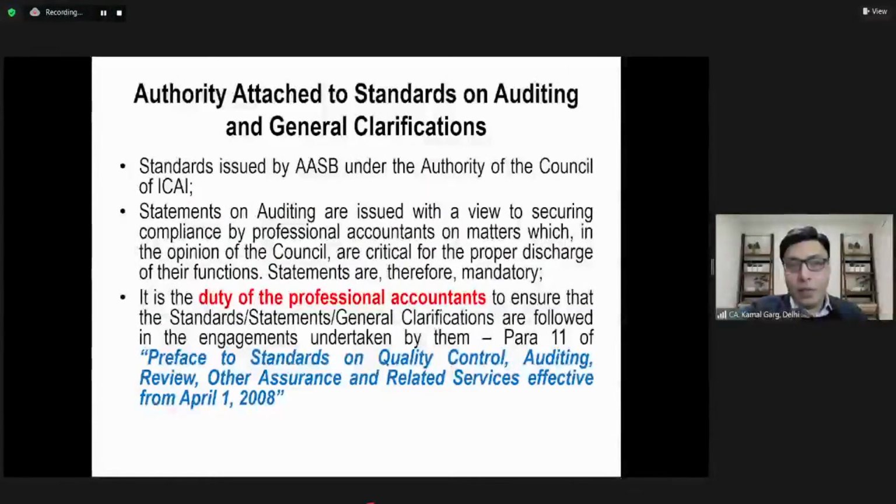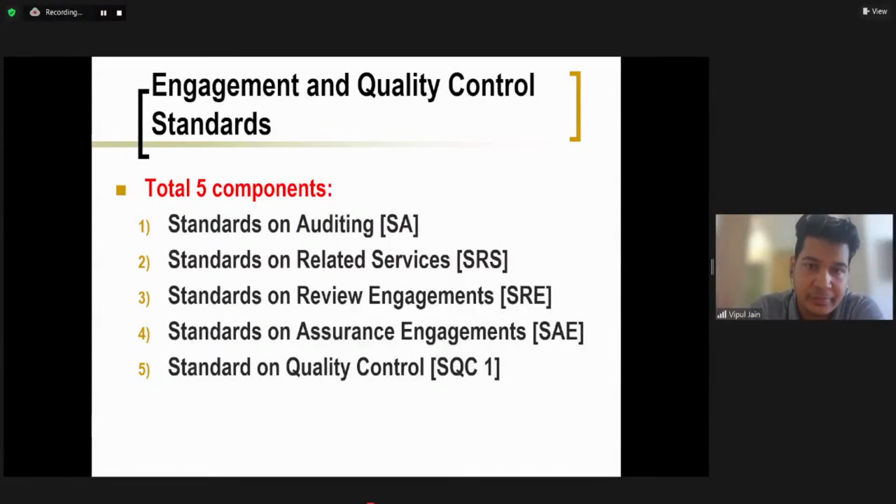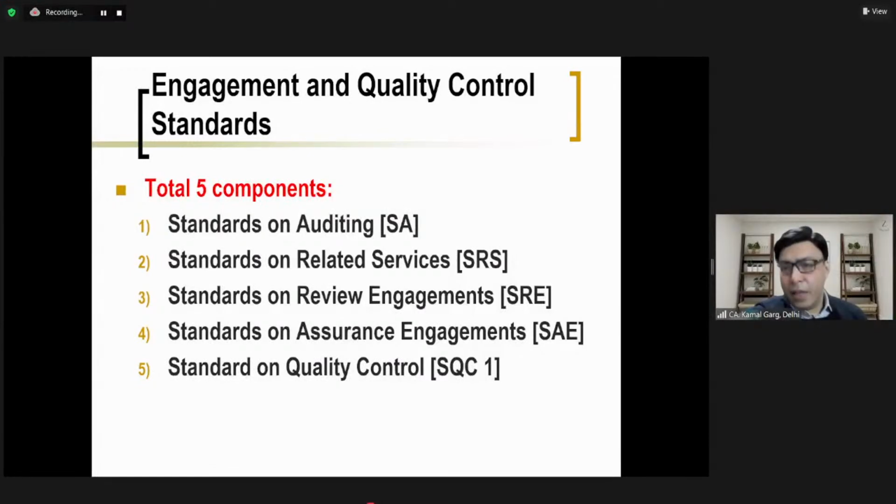Yeah. So this is the right time to understand why we are discussing documentation on audit risk. All these documentation principles, audit risk principles, reporting principles, and evidence principles are contained in the engagement and quality control standards issued by ICAI. These engagement and quality control standards have a total of 5 components. Component number 1 is standards on auditing. What we are discussing is at SA 230. Along with SA 230, some other standards come up by default, like SA 450 and SA 260, and so on. Then there are standards on related services, SRS.